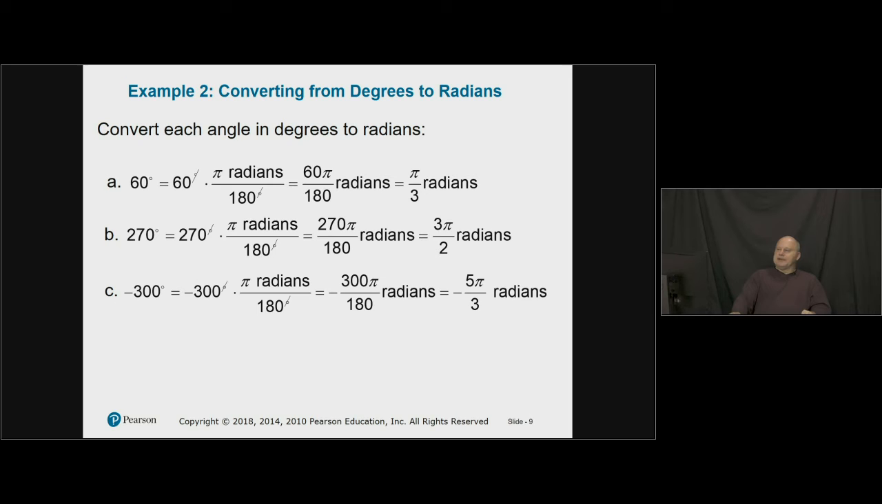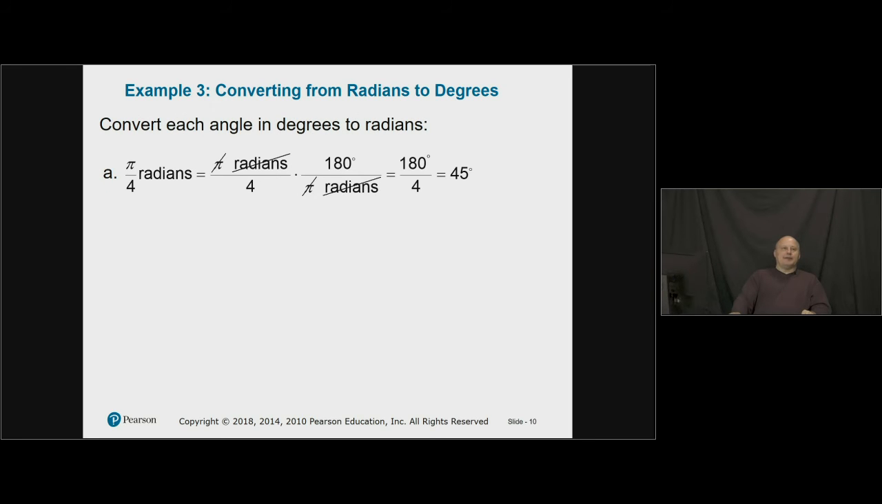Okay, so example 3. Now we're going to convert from radians to degrees. So pi over 4 radians. We multiply that by 180 over pi, and the pi's cancel, giving me 45 degrees. As a matter of fact, it says convert each angle in degrees to radians, but it should be the other way around, radians to degrees. I think the author made a mistake here again. So pi over 4 is in radians, and we want to convert to degrees.